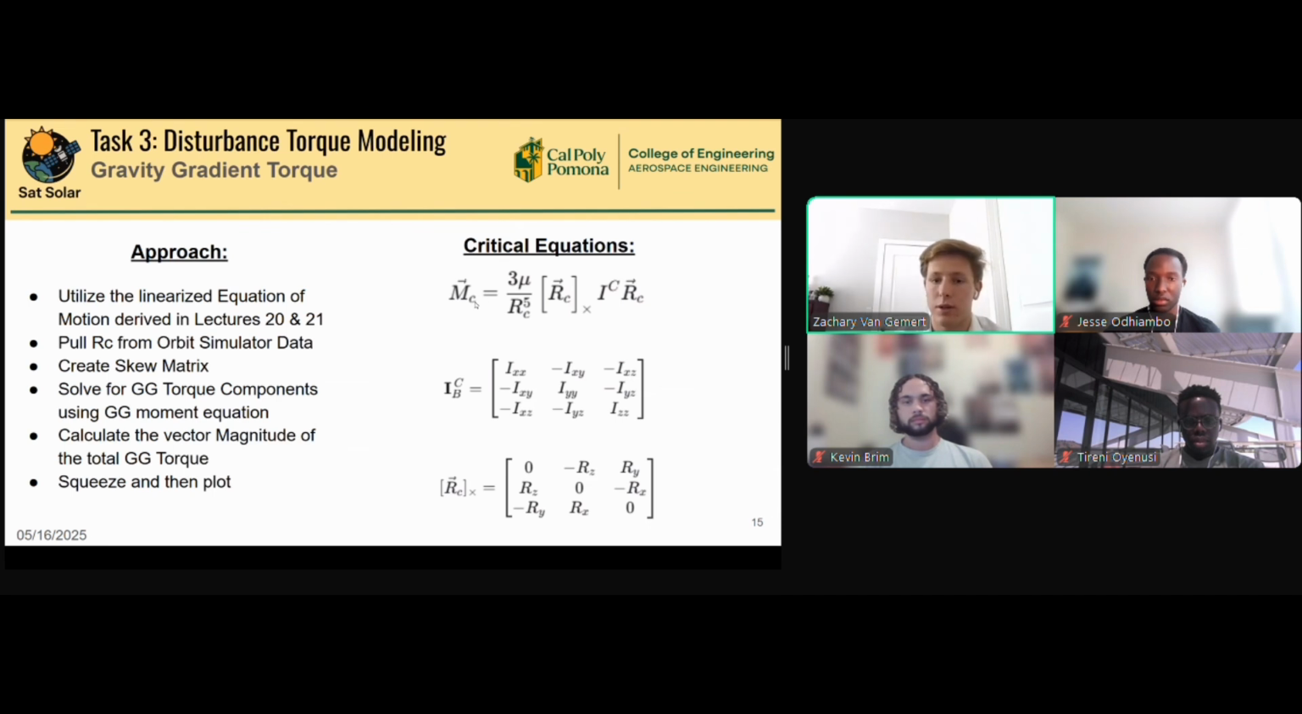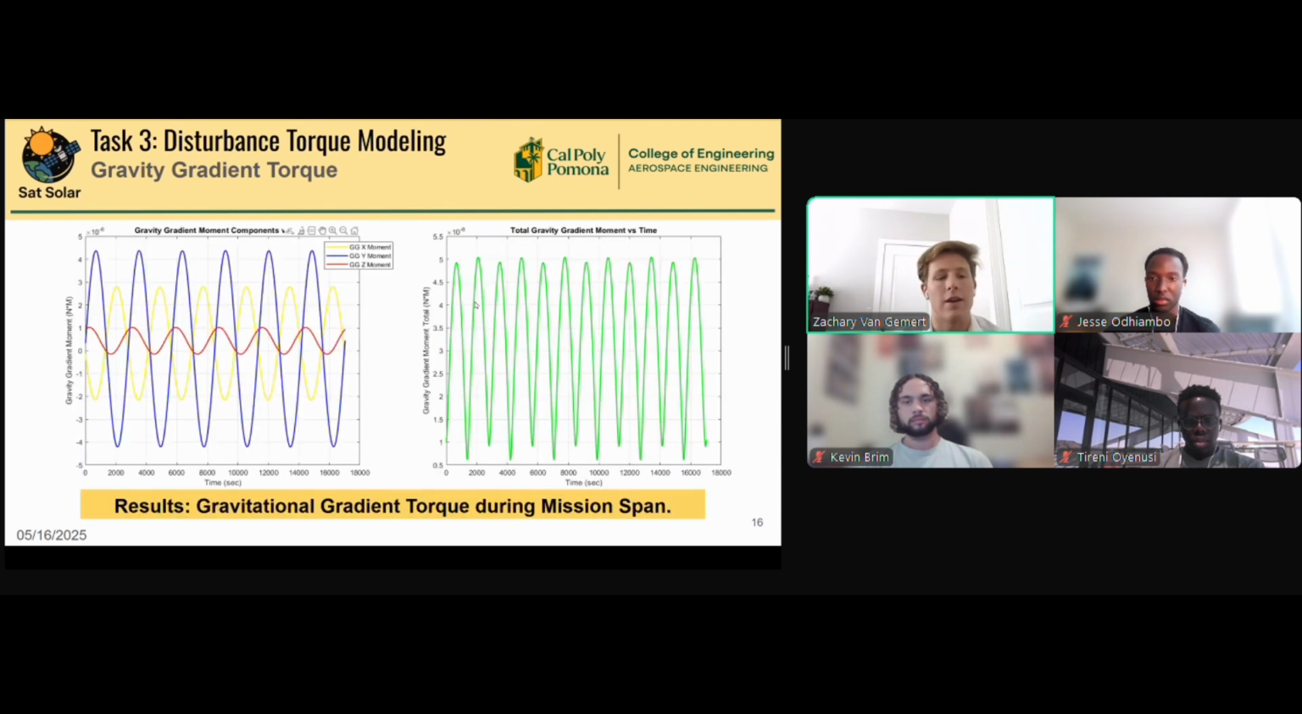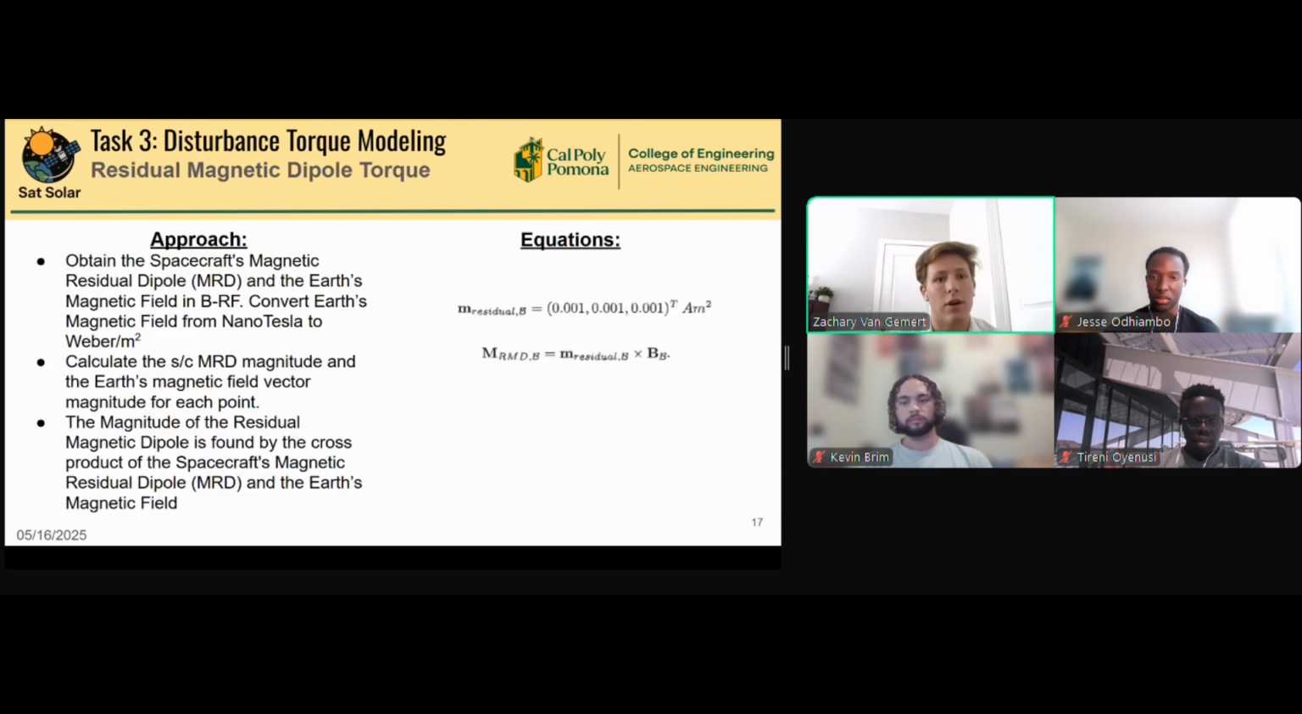Here are the critical equations we used, and here are the graphs. This shows the X, Y, and Z moment for gravity gradient. It is very sinusoidal. And then on the right, we have our total over time, which continues to be sinusoidal.